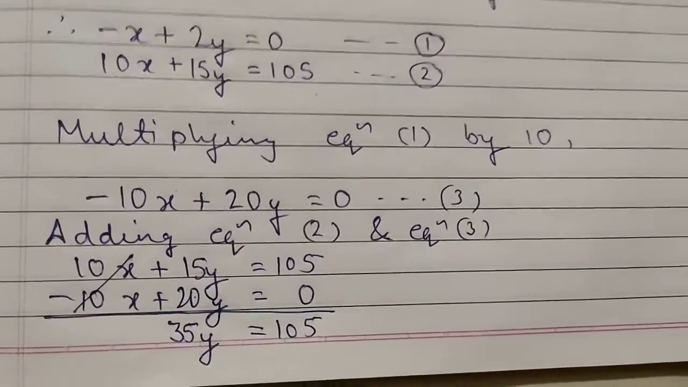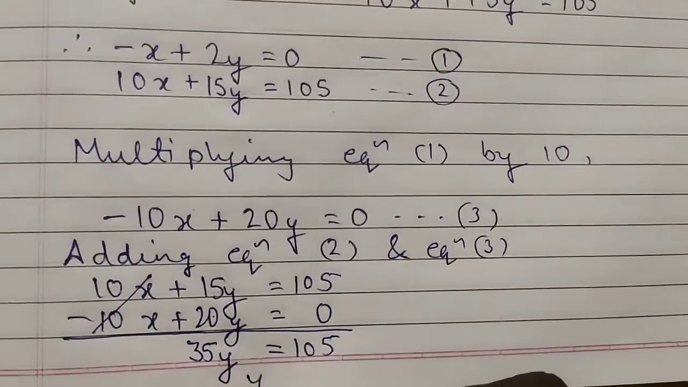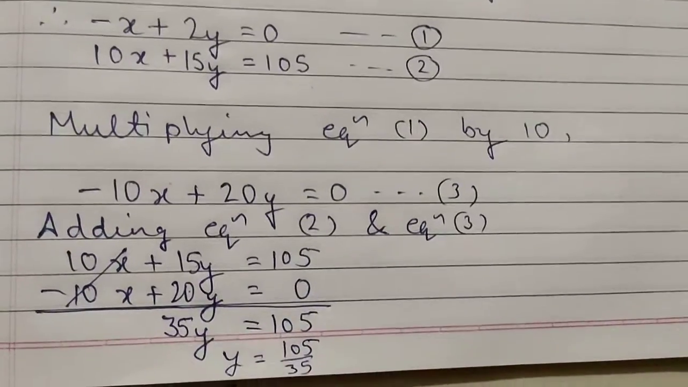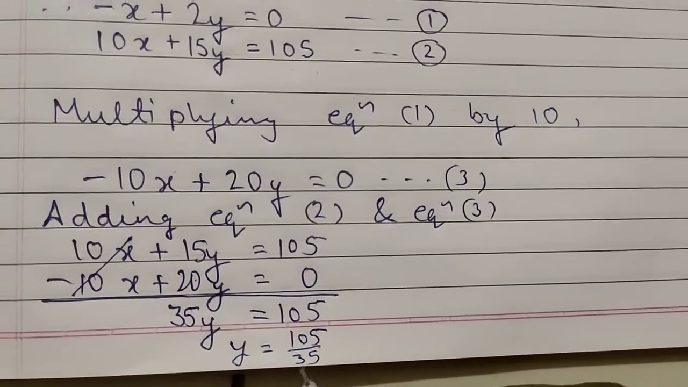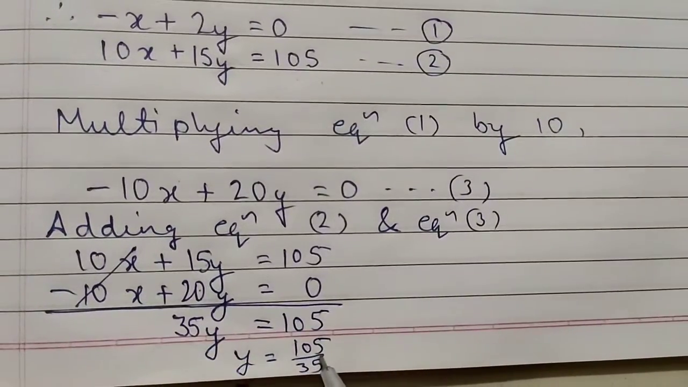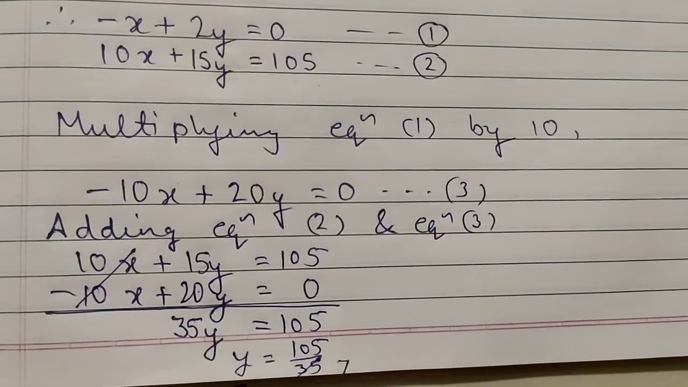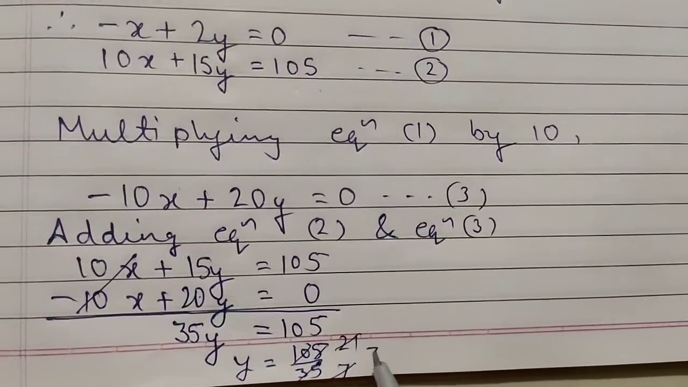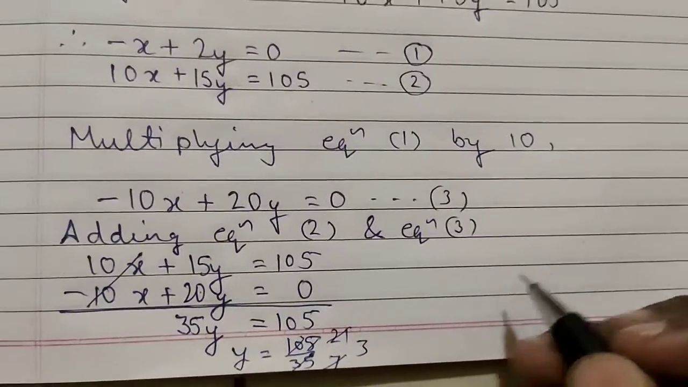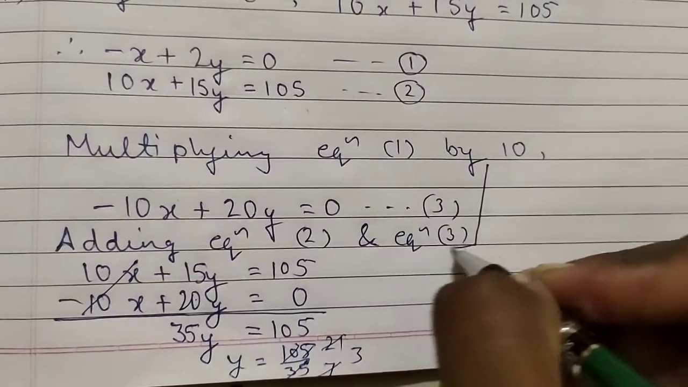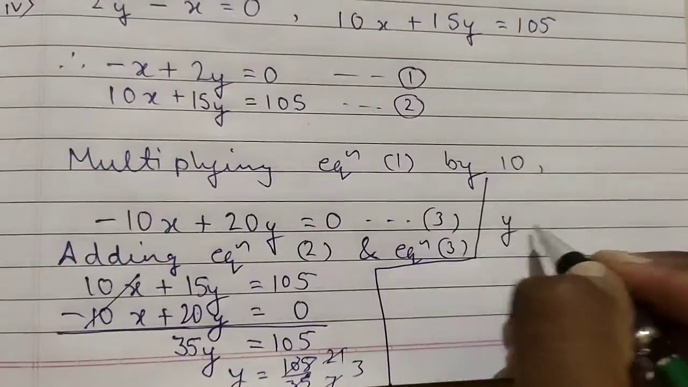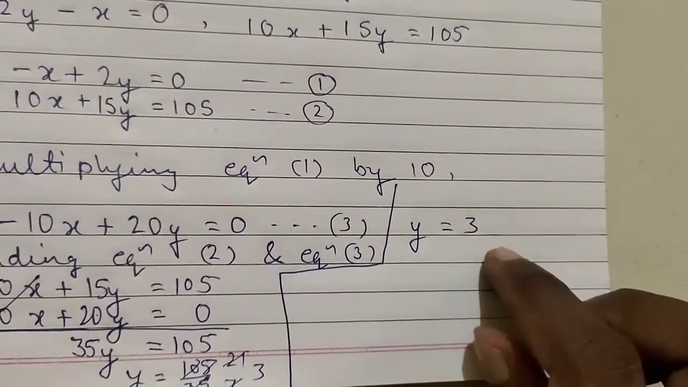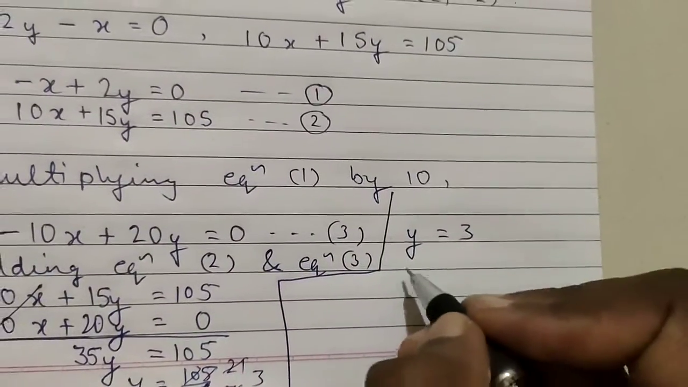Now you want to find out the value of y. So your y will be what? 105 divided by 35. Okay, because 35 will be in the denominator. And if you do cancellation, see 5 7s are 35, 5 21s are 105, then 7 3s are 21, so you will get y equals to 3 here. Okay, so here you got y equals to 3. Now you will put the value of y in the first equation to get the value of x.